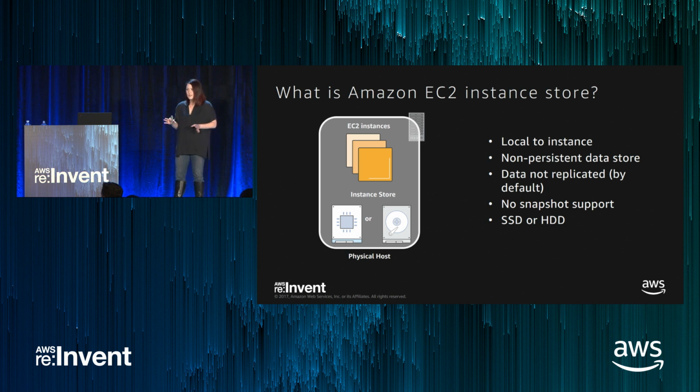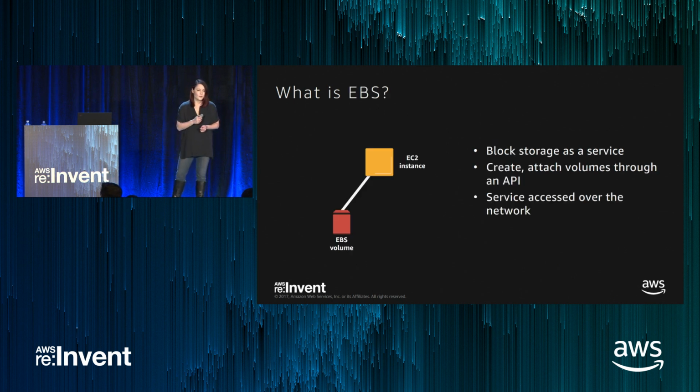This is not persistent storage, so your data will not survive an instance stop or termination, although it will persist through a reboot. And data is not replicated by default. There is no integrated support for backups like with EBS snapshots, and there's no out-of-the-box encryption. However, if you want any of those three things, you can go ahead and build it yourself on top of local storage. So how is EBS different?